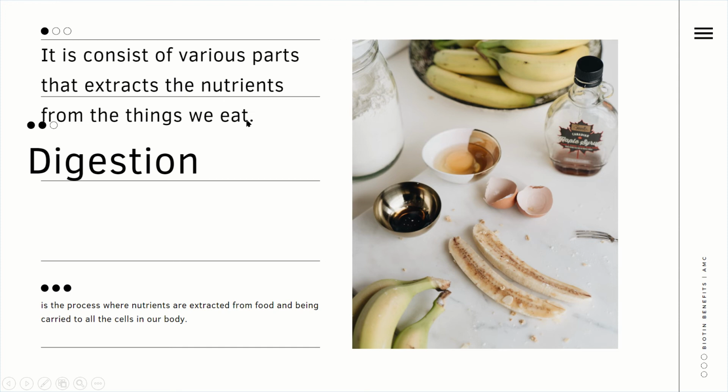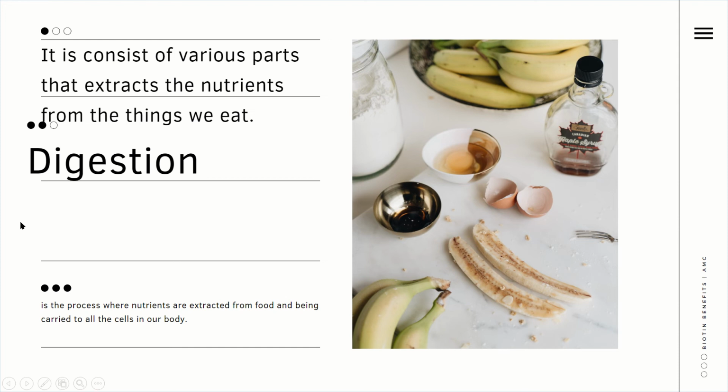So for example, when we eat a banana, it's not already digested. Our body, through the digestive system, has to process it first and separate the nutrients that our body needs. And you call it digestion. Everybody, one more time, please. Digestion. You say it?